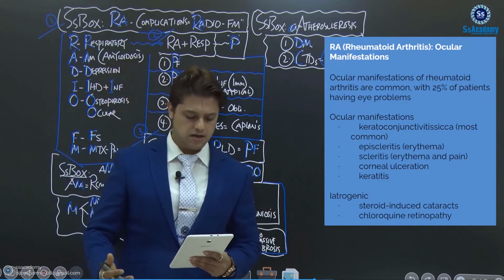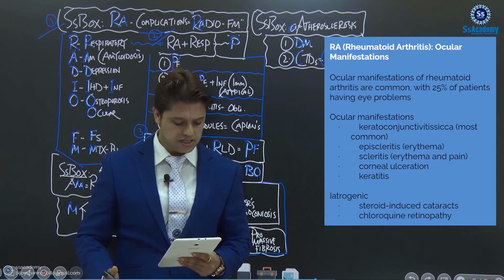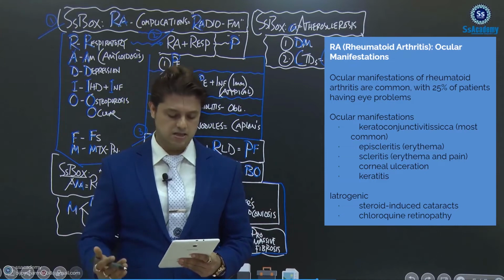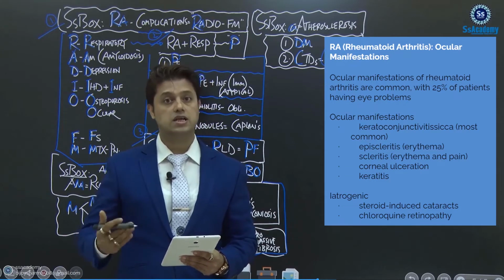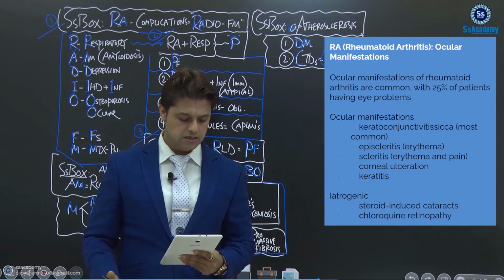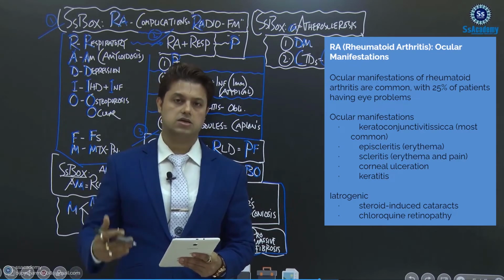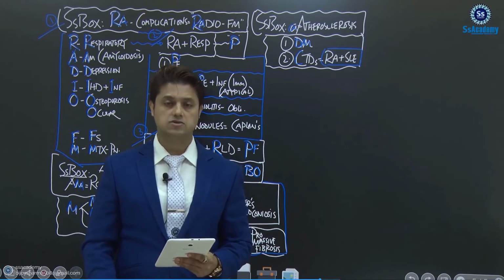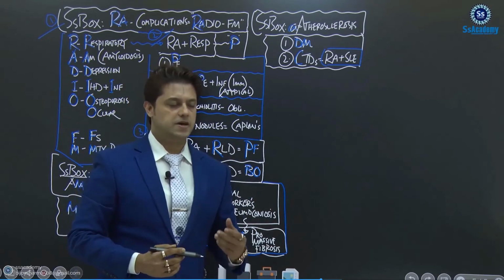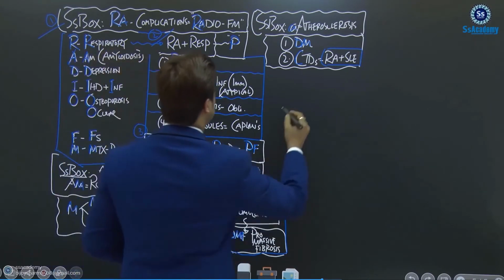Ocular manifestations are keratoconjunctivitis sicca, which is the most common, episcleritis, erythema, scleritis, erythema and pain, corneal ulceration, keratitis, and iatrogenic steroid-induced cataracts and chloroquine retinopathy. Circle the steroid, circle the cataracts, circle the chloroquine, circle the retinopathy. I'd like to give one of the important boxes here, my dear. That would be really helpful. So yes, my dear doctor, I'd like to give a box for the ocular manifestations or complications, my dear.